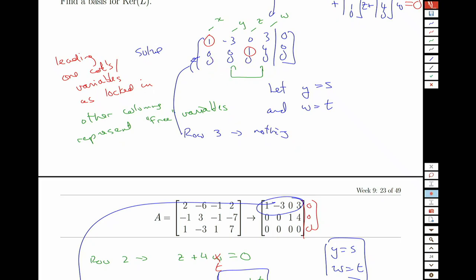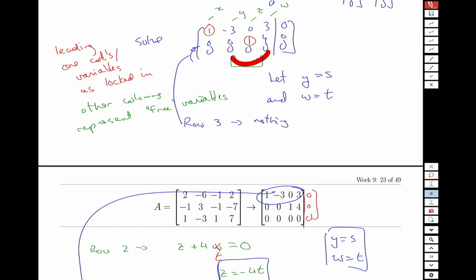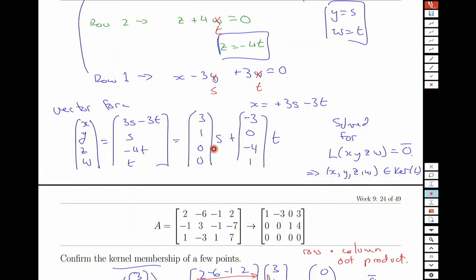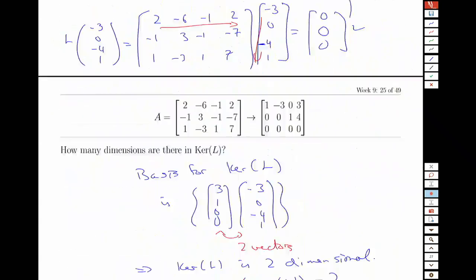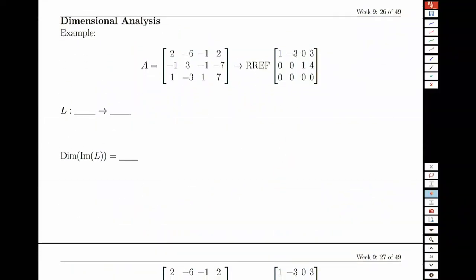Ones with leading ones get related to the image. Each one of them is going to lead to a basis vector for the image. Everything without a leading one led to, it wasn't these vectors, but it led to an S and a T that was a multiplier for some element of the kernel, some basis of the kernel. So we can split our dimensions up now, and we can get to what's about to be called the Rank-Nullity Theorem. So let's do this with a couple of stages here.